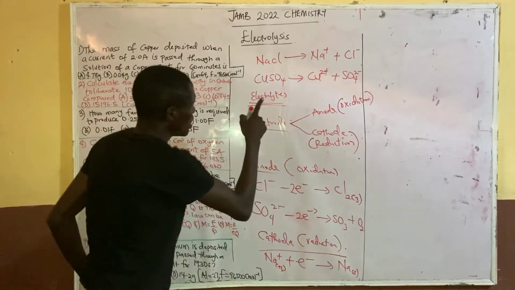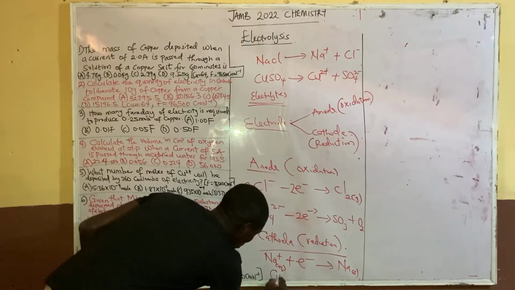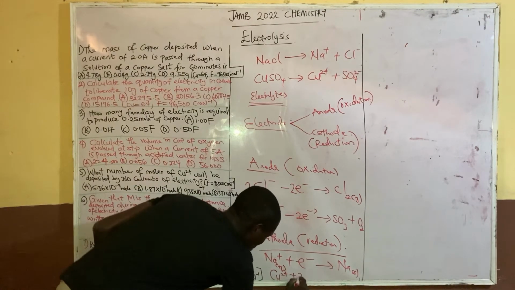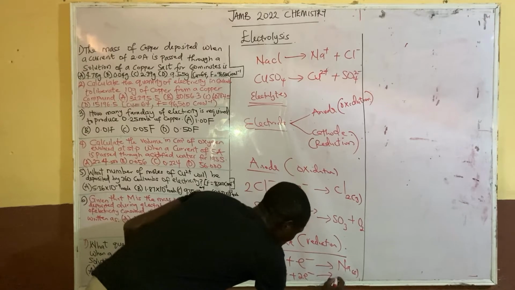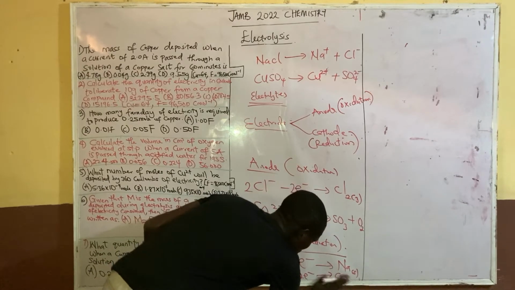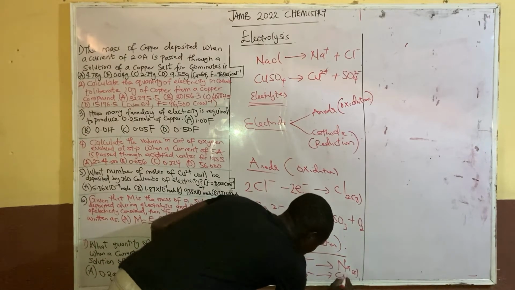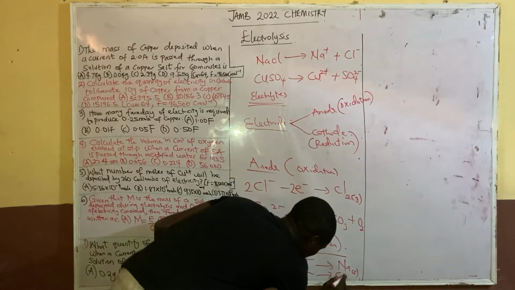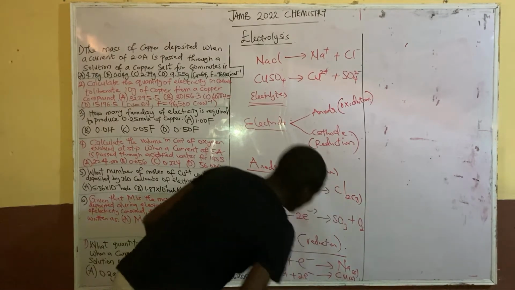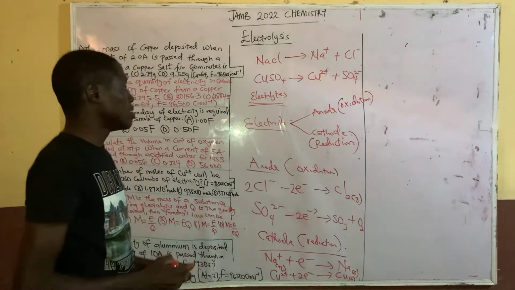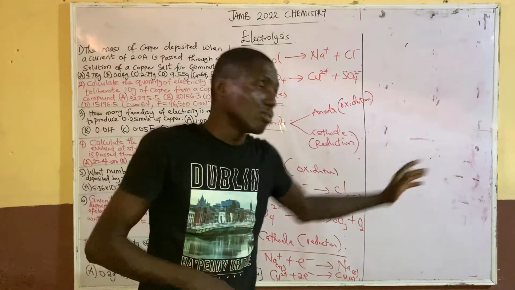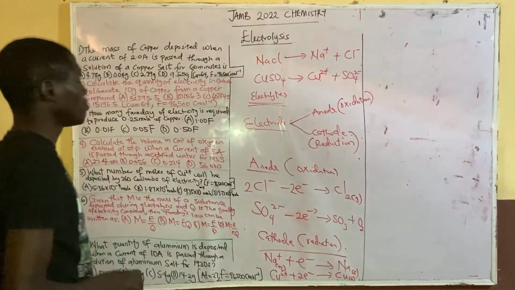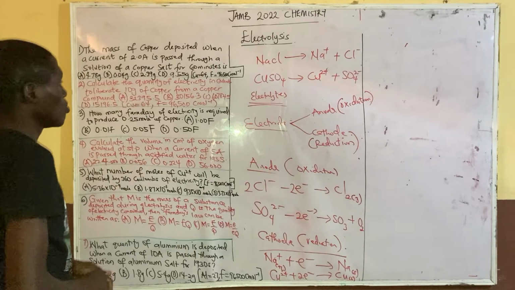And the last one here is copper 2+. Copper 2+ accepted 2 electrons to form copper solid as well. So when it becomes solid, it becomes 0. So that's why we said oxidation takes place at the anode and reduction takes place at the cathode.